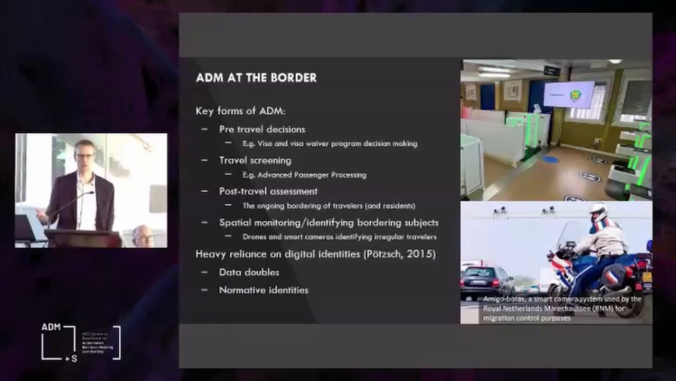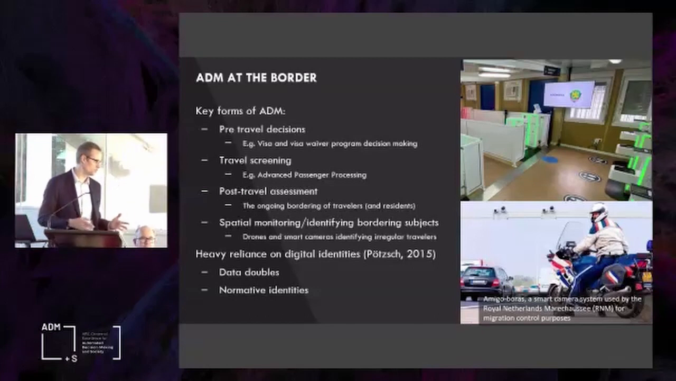In a sense, it's a bordering process. Judgments are being made about the occupants of vehicles based on certain characteristics, and it's a largely automated process, although whether officers act upon Amigo Boris decisions is another matter. And then finally, there's a kind of spatial monitoring aspect to ADM at the border, where, say, along the US-Mexico border, there are smart cameras set up to monitor spaces and try and identify subjects who could be subject to a sovereign decision.